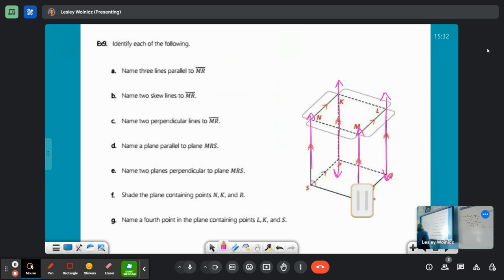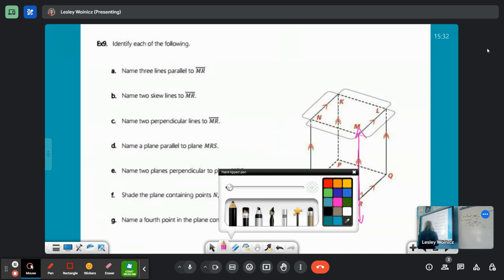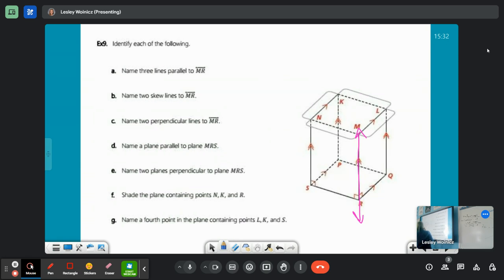Okay. Next, 2 lines skew to MR. SP, yes. QP, yes. KL. One more. NK. So you could have picked any 2 of those, and that would have been correct. Okay.